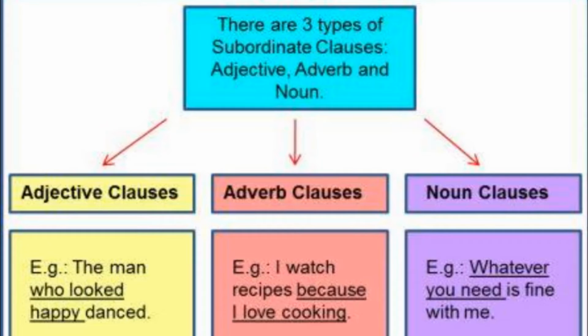Clauses. There are three types of subordinate clauses: adjective, adverb and noun. Adjective clauses. E.g., the man who looked happy danced. Adverb clauses. E.g., I watch recipes because I love cooking. Noun clauses. E.g., whatever you need is fine with me.